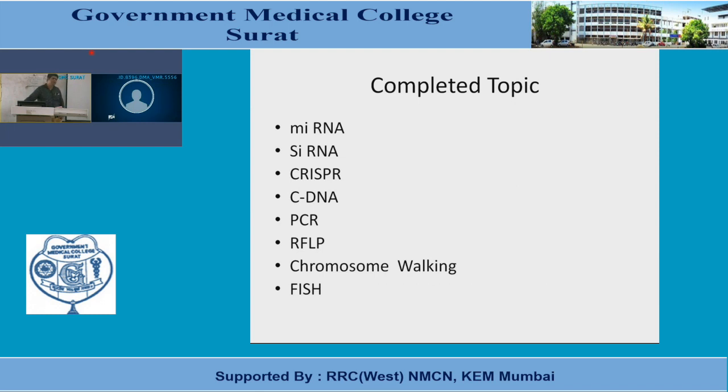RFLP we use in sickle cell anemia, to see how the different genes are there. The chromosome walking is used to get to know the sequence of the chromosome.